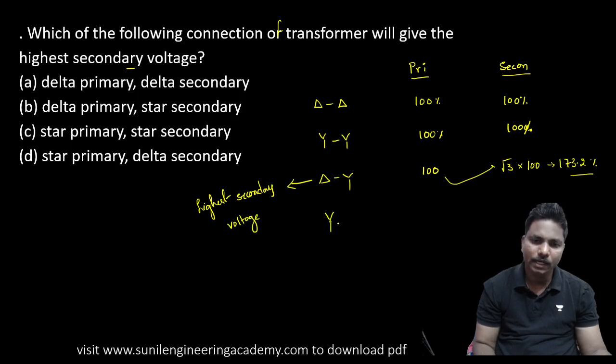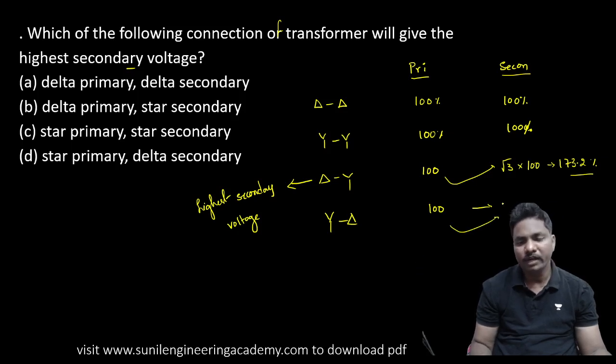And star delta. So if star is 100, coming to the delta, whatever value is given there is the line value. So convert it into a phase.